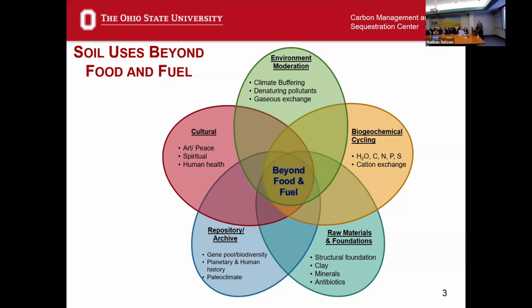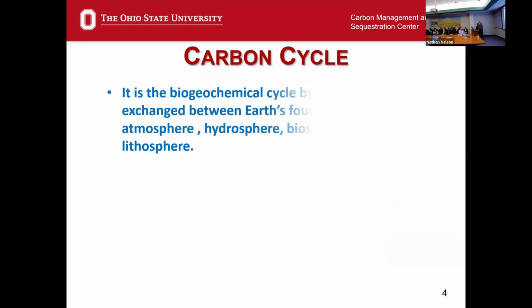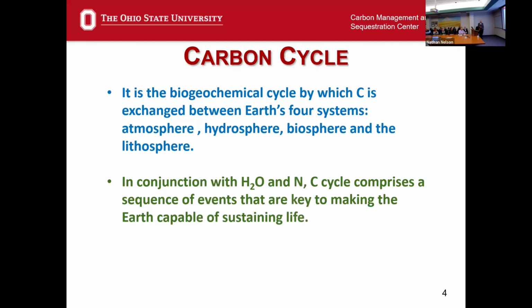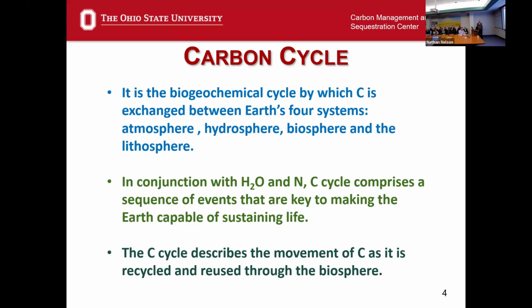So what is the carbon cycle? It's the biogeochemical cycle by which carbon is exchanged between Earth's four systems: the atmosphere, hydrosphere, biosphere, and the lithosphere, the parent rocks. In conjunction with water and nitrogen, the carbon cycle comprises a sequence of events that are key to making the Earth capable of sustaining life. It's very important in that respect, and the carbon cycle describes the movement of carbon as it is recycled and reused through the biosphere.